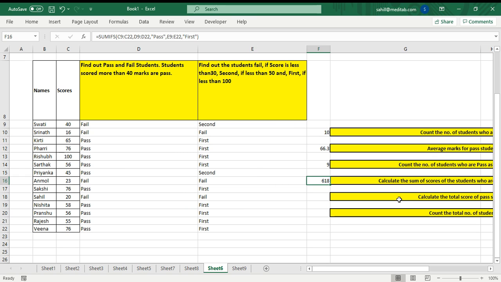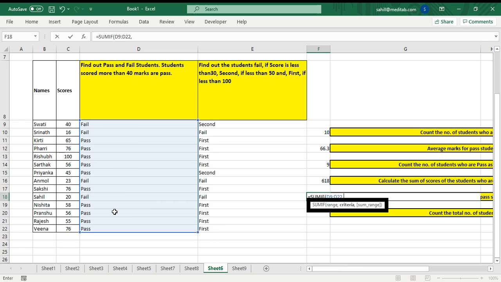I did the sum. Again, next question here: calculate the total score of pass students. It is asking for the sum for pass students only. There is only one criteria, so I'm selecting SUMIF only. What is the range? I'm selecting this range, and the criteria should be pass. And the sum should be performed on the scores column. So I'm closing it. 663 is the total score of students who are pass.